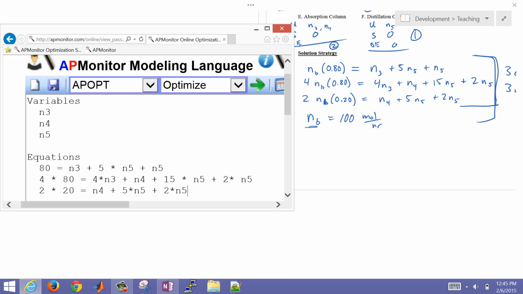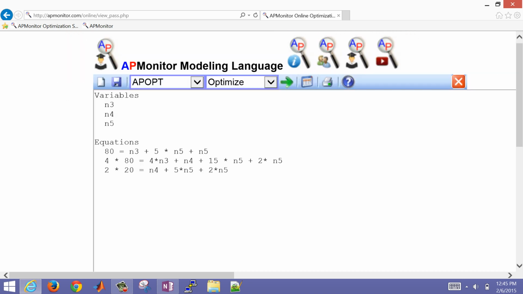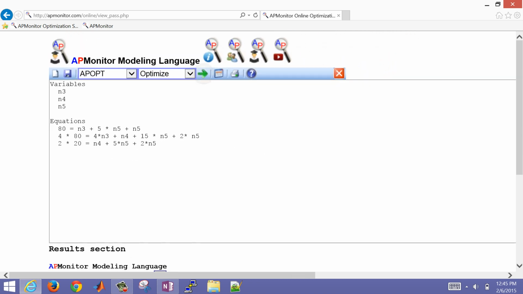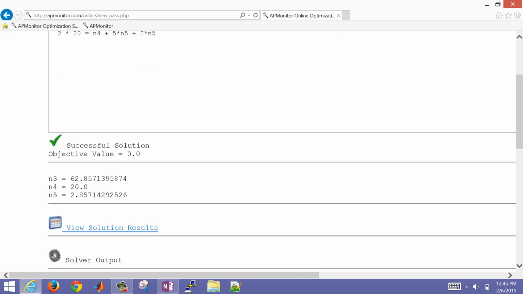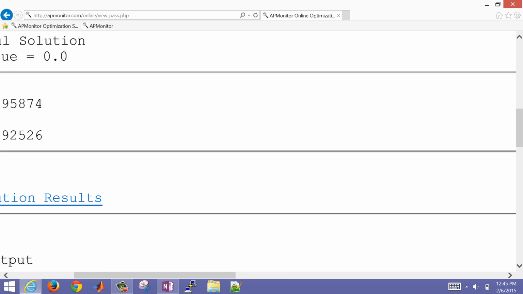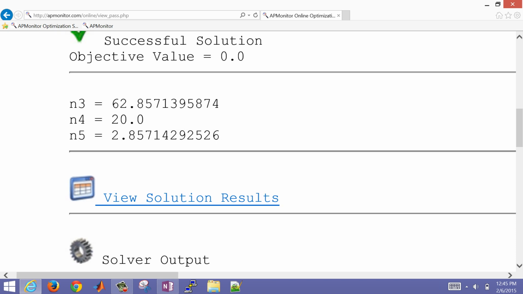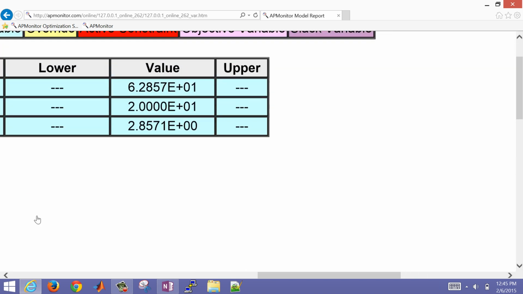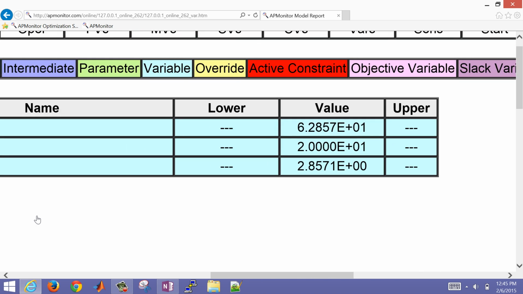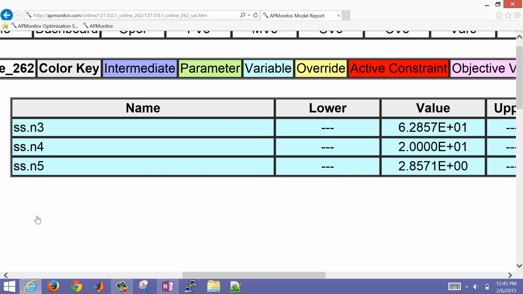Okay, so I have variables and equations there, and then I'm going to just go ahead and select this green button, which is going to solve it right here. And when I select that, it says that there was a successful solution, and then gave me the answer for my N3, N4, and N5. And you can click here to view solution results if you want in a tabular format. Okay, so there's N3, N4, and N5 values.